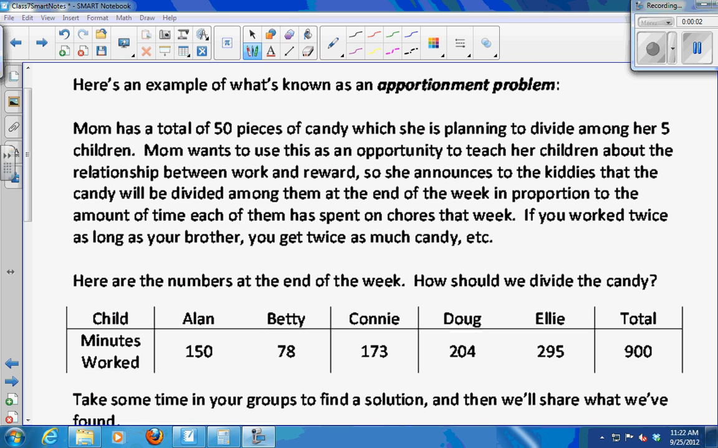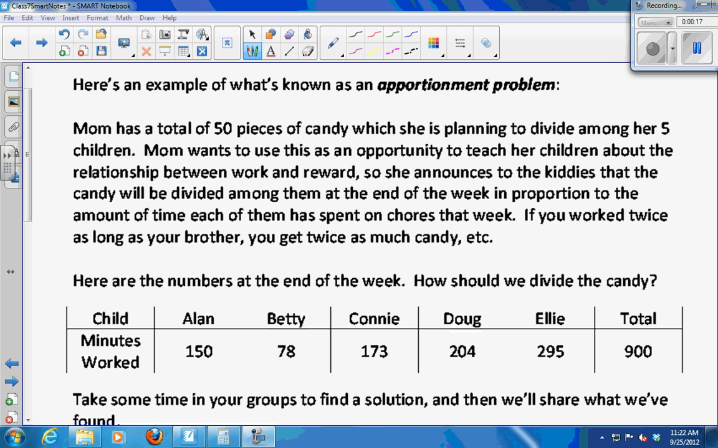All right, so we're going to move on to chapter 4, something called apportionment. So this has to do also a little bit with power. Here's an example of what's known as an apportionment problem.